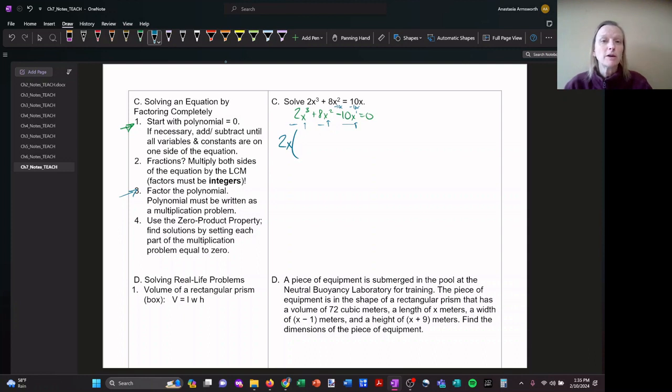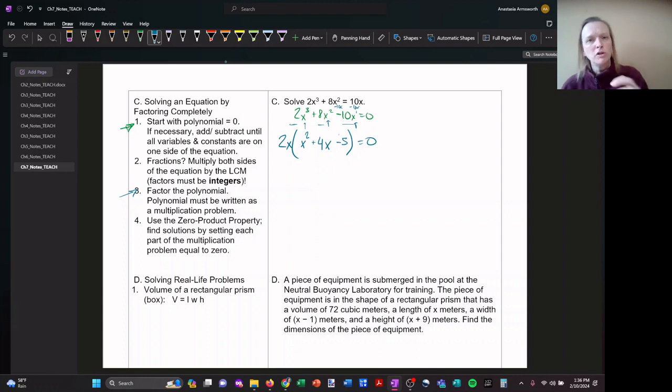2x cubed: well, the 2 divided by 2 is just 1, so I'm left with a coefficient of 1, which I'm not going to write down. X cubed divided by x is x squared, my first term. So this is 1x squared, but we don't typically write down that 1. 8 divided by 2 is 4, and x squared divided by x is x, so that's what I'm left with. And lastly, negative 10 divided by 2 is negative 5, and x divided by x is just 1, so I don't write any x term there at all.